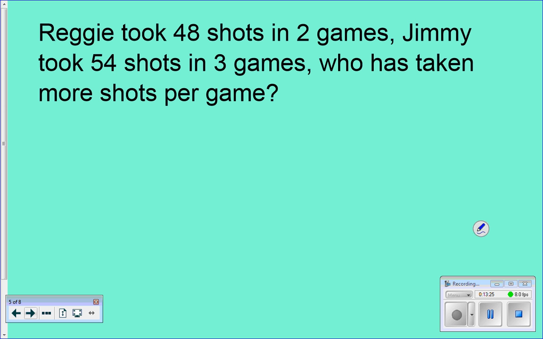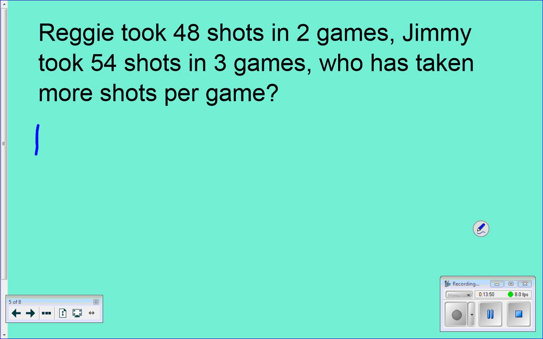Who has taken more shots per game? What am I going to do to start figuring this out? I want to figure out how many shots each person took in 1 game. What can I start to do here? Reggie took 48 shots in 2 games. Jimmy took 54 shots in 3 games. Who has taken more shots per game? What do I need to start to do, Mr. Augustine? Yeah, so let's find Ray.